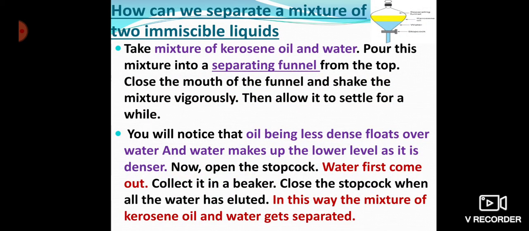Now how will we separate a mixture of two immiscible liquids? Immiscible liquids are separated by using a separating funnel. Here we will discuss one activity for explaining this process.